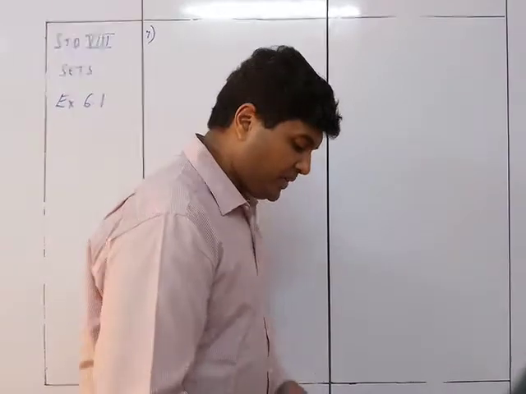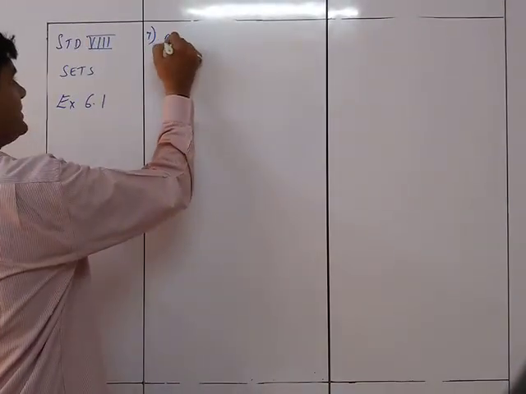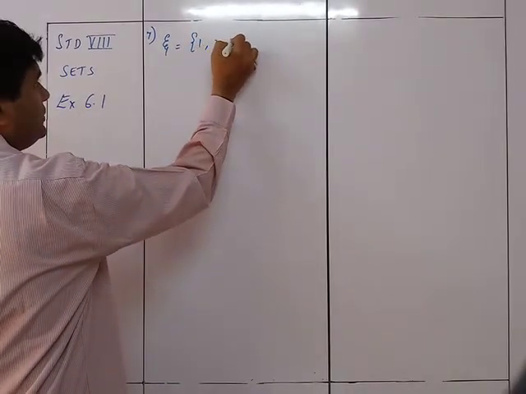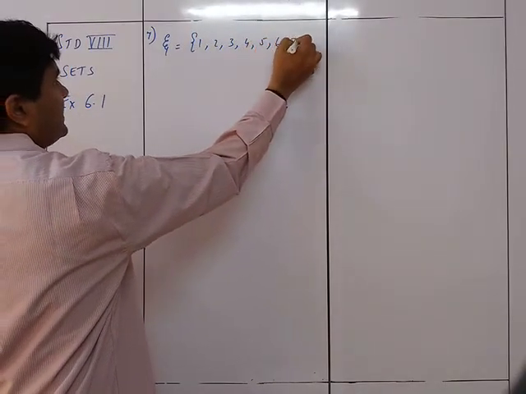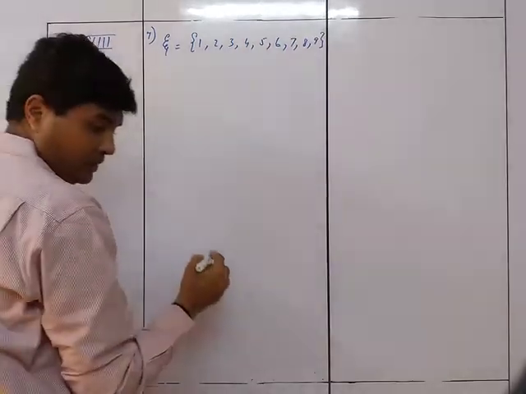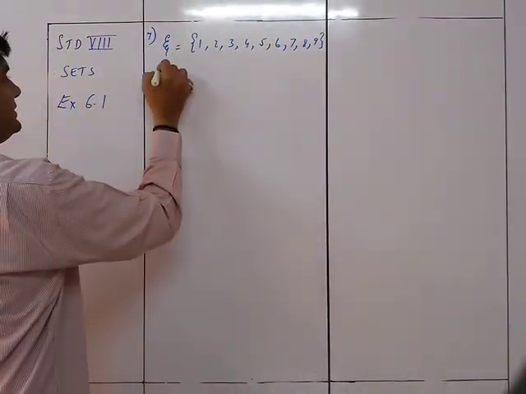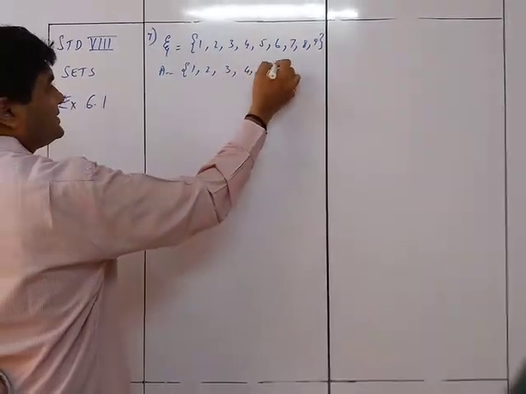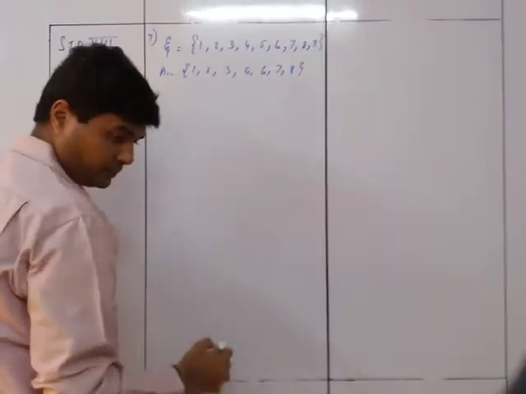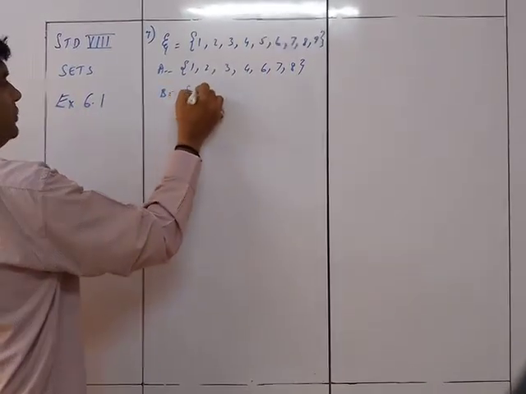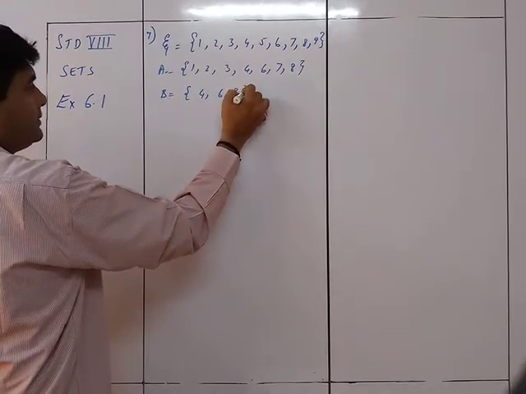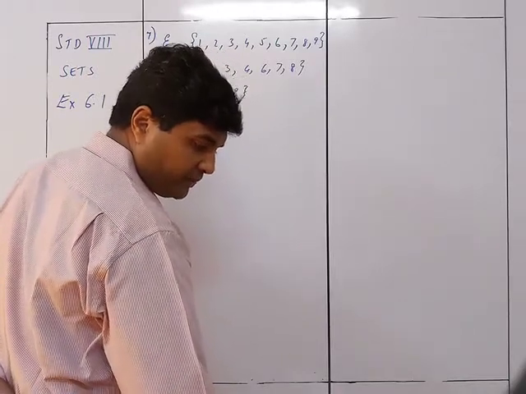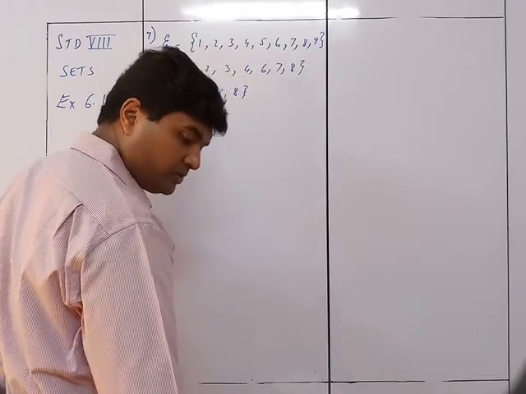In sum number 7, the universal set is given as 1 to 9, so it's 1, 2, 3, 4, 5, 6, 7, 8, 9. They are given that A is equal to 1, 2, 3, 4, 6, 7, 8 and B is equal to 4, 6, 8. These are the three things given. Now, they need us to find certain values of the sets.